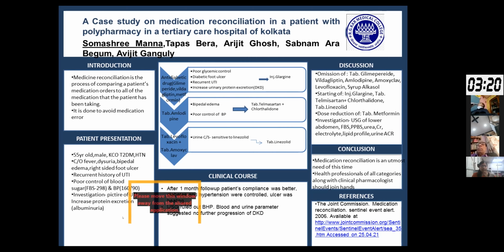Medicine reconciliation is done to avoid medication error and to achieve optimal therapeutic benefit and safe patient care.